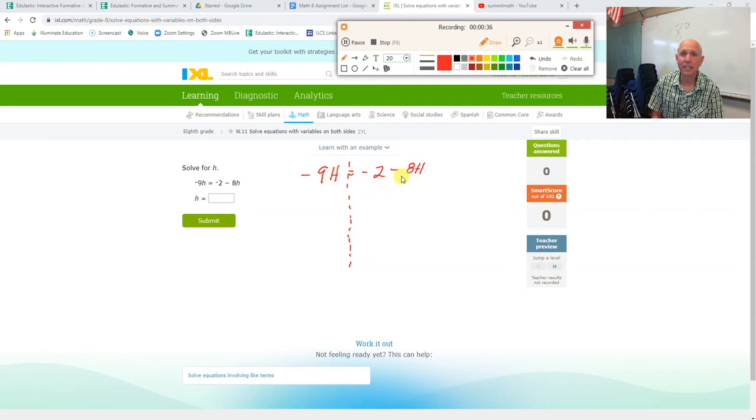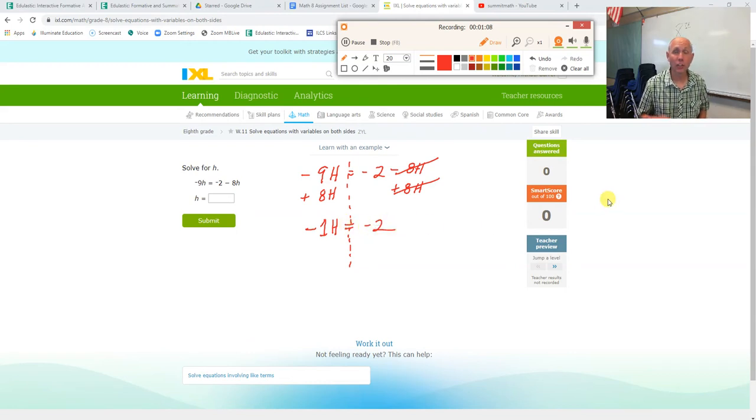So to get rid of this negative 8h, I'm going to add 8h to both sides. Breaking out the red marker of death and destruction. I should not have been using red ink to start with, but those guys are gone. Negative 9 and a positive h, that'll become a negative 1h. Same sign, add and keep; different sign, subtract, keep the sign of the higher number. Then you are exact, equals negative 2.